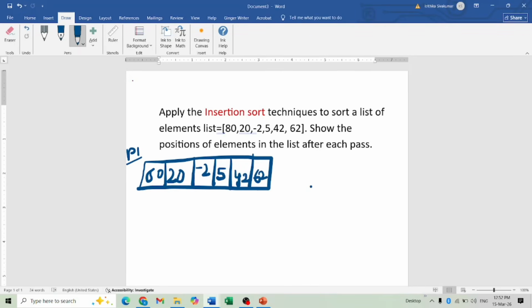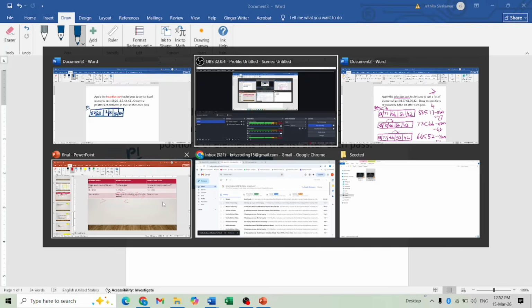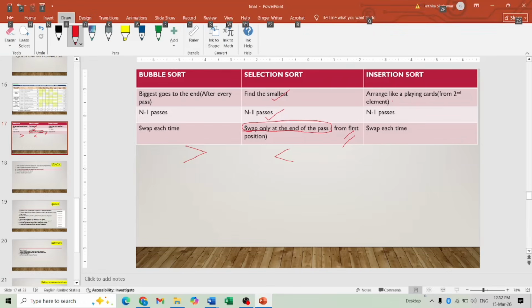Okay, now the next concept we are going to discuss is the insertion sort technique with these three mantras. Before solving, we are going to check what the three mantras are. You have to arrange like a playing card. When you are arranging playing cards, you start from the ascending order, which means the smallest to largest. The same way we will be arranging in insertion sort, the smallest to largest only, like selection sort.